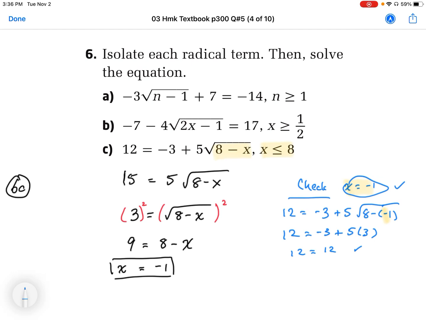Okay, and again, we do have to check for extraneous solutions because it's at this step here that when we square it, we can possibly introduce a negative solution because the square root is defined as just the positive where we can square both positive and negative.